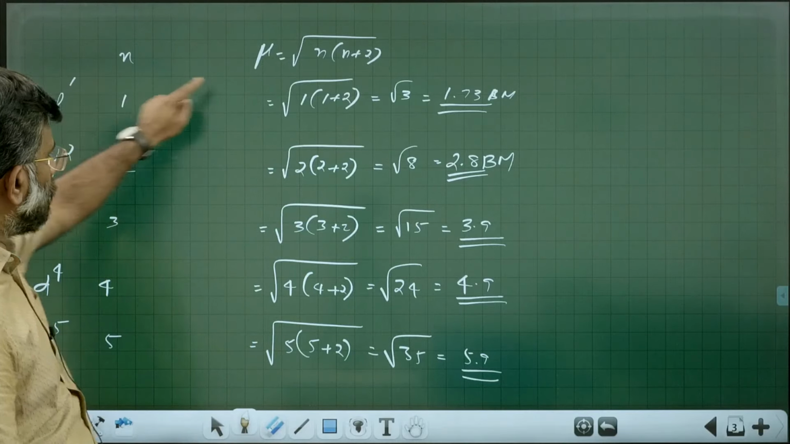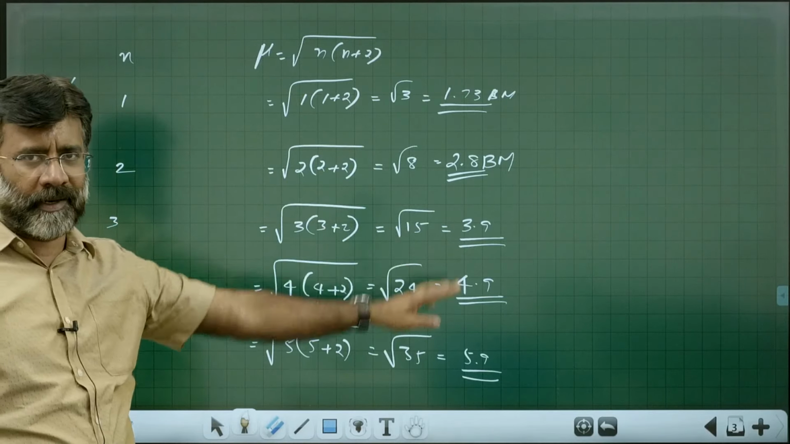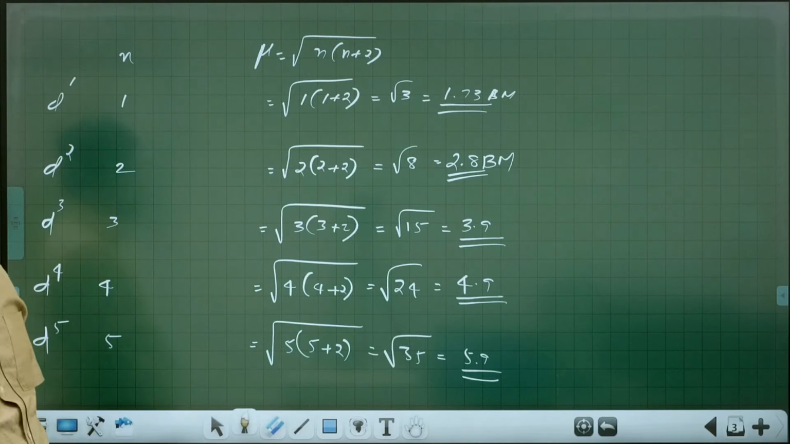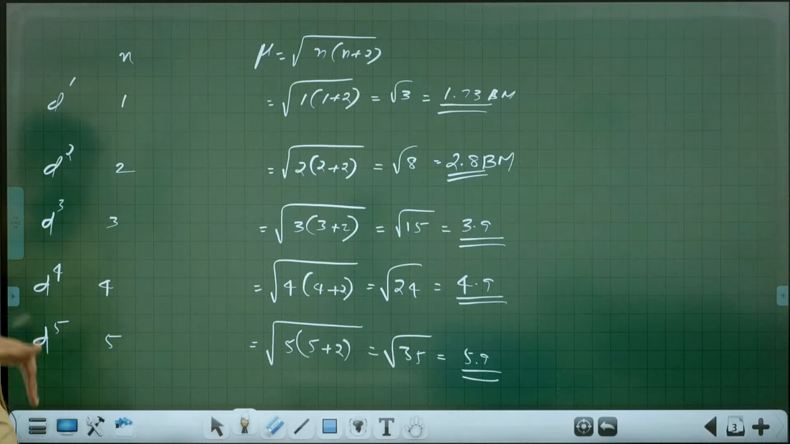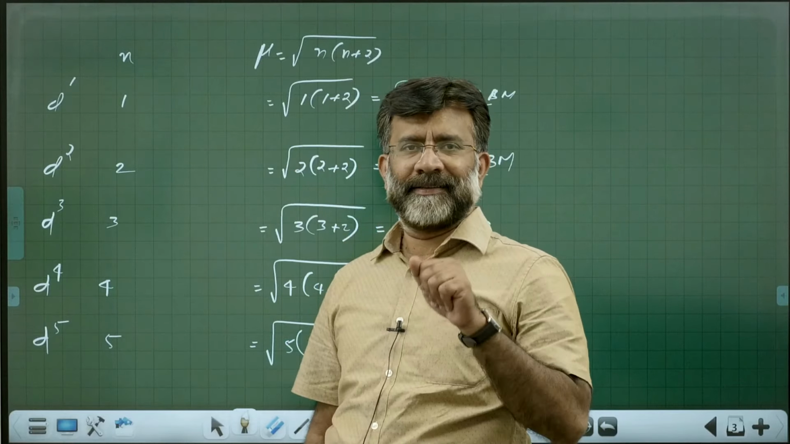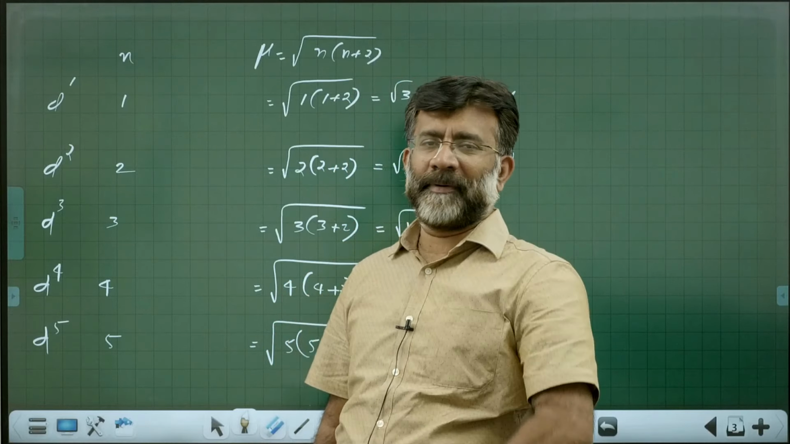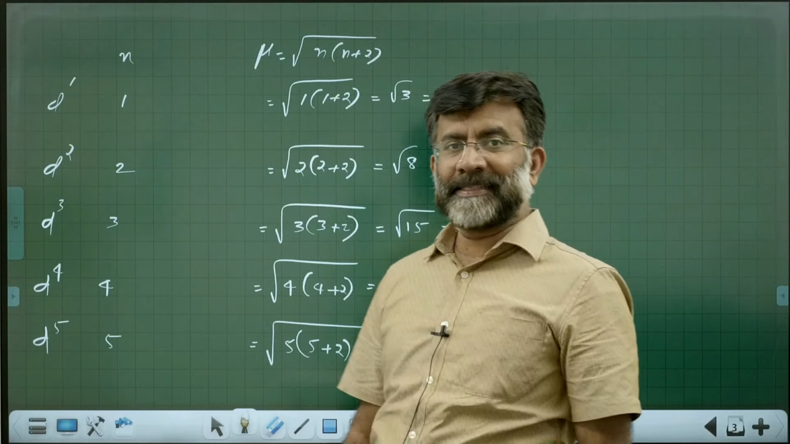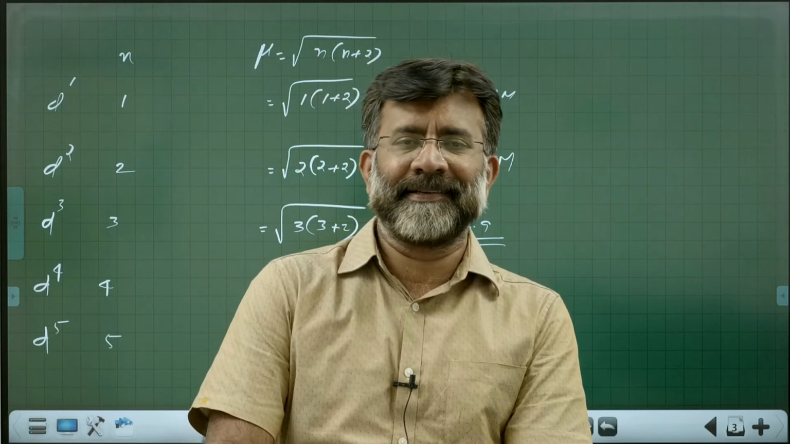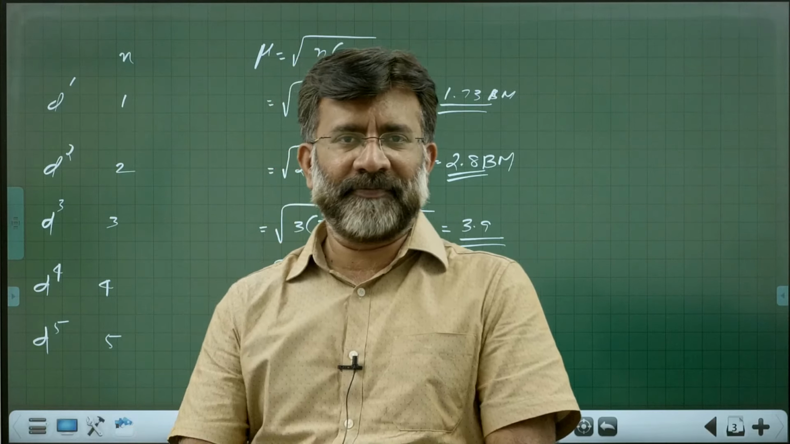So 1 unpaired electron 1.7, 2 unpaired electrons 2.8, 3 unpaired electrons 3.9, 4 unpaired electrons 4.9, 5 unpaired electrons 5.9, for d1, d2, d3, d4, d5. Then d6, how many unpaired electrons? Pairing starts. Exactly, 4 unpaired electrons, so it will come this side. d7, 3 unpaired electrons, 3.8. d8, 2 unpaired electrons, 2.8. d9, 1 unpaired electron, 1.7. Like that. Is that perfect?